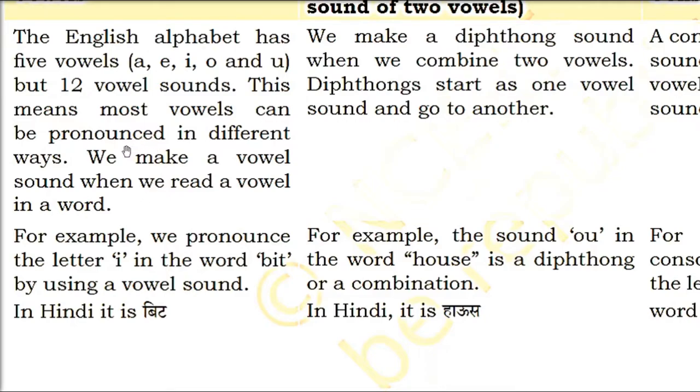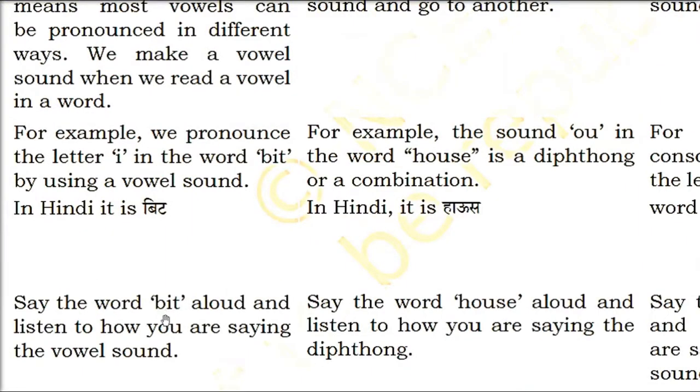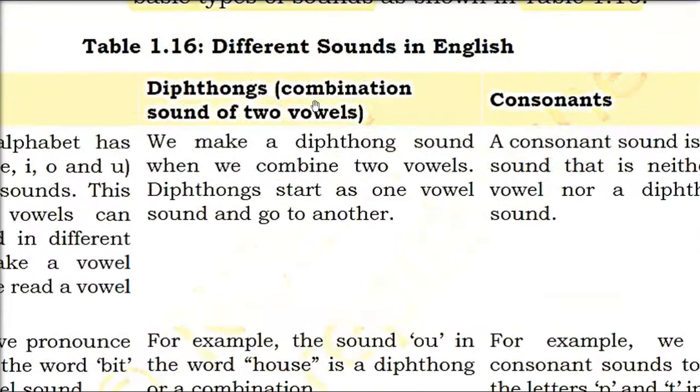Let us see this vowel sound in I. What do we say when we say B-I-T? B is B, T is T, so it should be B-I-T. I is giving you the E sound. In Hindi it is E ki matra. So bit, B-I-T, bit. This I is giving the E sound. Vowels are basically giving you different sounds. This is all sounds created by a vowel.